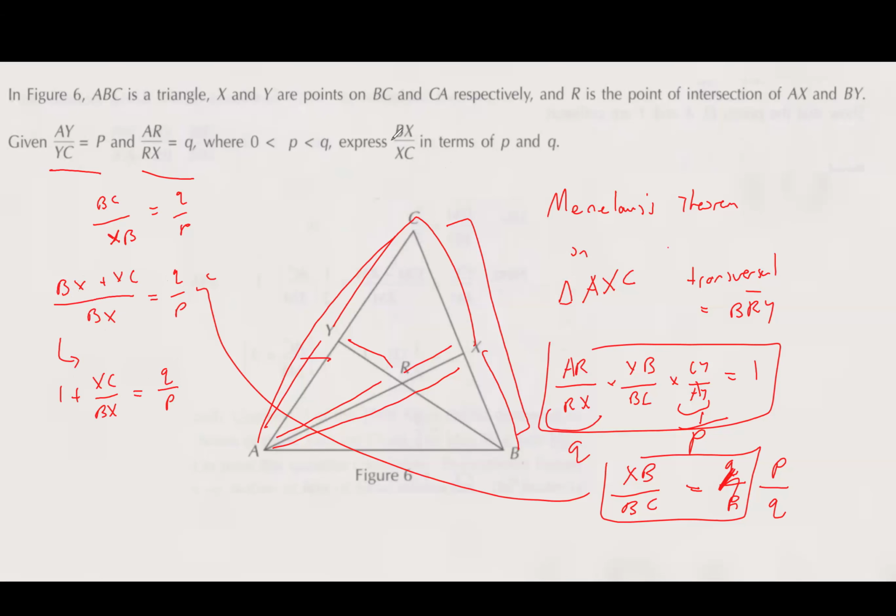And since we want to find BX over XC, we can just do some algebra. So XC over BX will be equal to Q minus P over P, right? Just simple algebra, moving this one over here. And I'm trying to find BX over XC. So to find BX over XC, I would just inverse this. So flip it around. So I should get P over Q minus P. That's my solution.